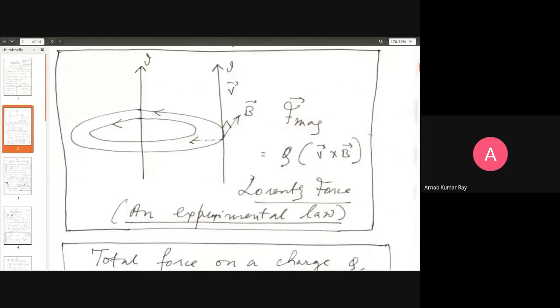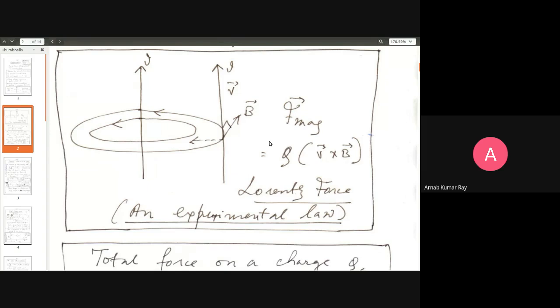If you go down this way, then immediately V will change direction downward. But B continues. B is due to the first current. B continues to go into the plane of the paper in the same direction, except that V goes downwards. So now when you have V going downwards, immediately there will be a negative sign over here, meaning the force which was earlier going inwards will now go outwards. So that also explains why anti-parallel currents repel each other.